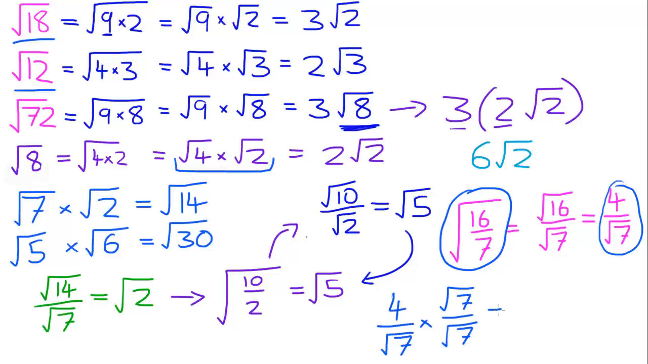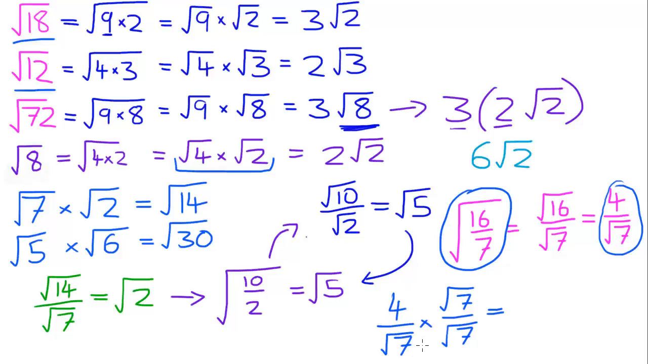And this may seem a bit strange to you. Why are we doing that? Well, this root 7 over root 7 is the same number on the top and the bottom, so we're not changing the value of this fraction. The value stays the same. It's like timesing by 5 over 5. You're not changing anything about it.